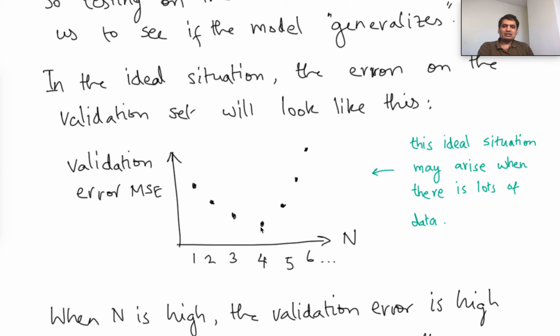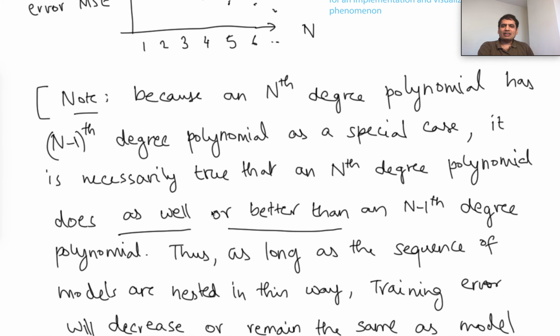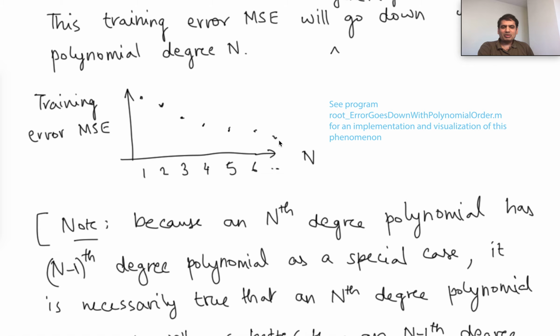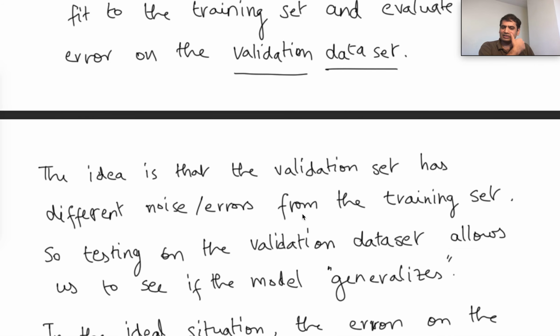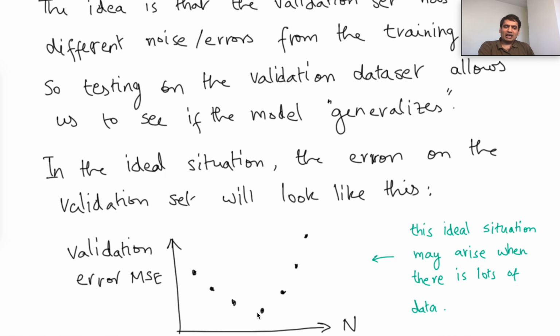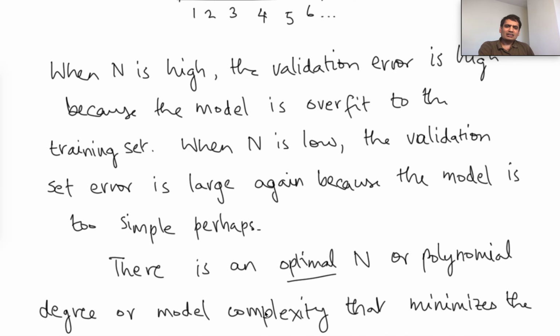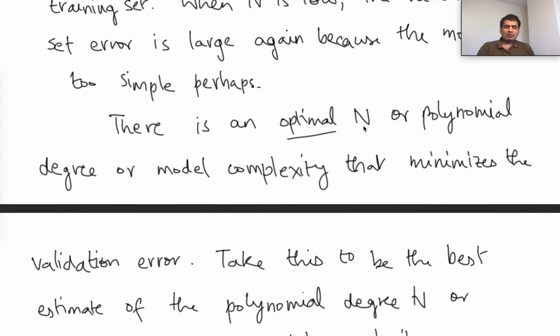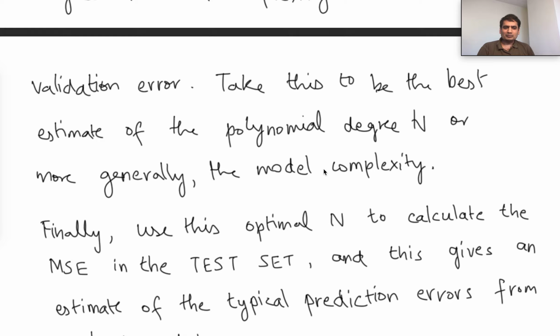And what you want to do is to pick, say, the model complexity, in this case, the polynomial degree that minimizes the validation error, mean square error, rather than the training error mean square error. Training set mean square error will just go to zero eventually, but the validation set mean square error will go down and then go back up, and you want to make sure that you pick the optimal n for that. Okay, so that's the idea. There is an optimal value of n that minimizes the validation error.